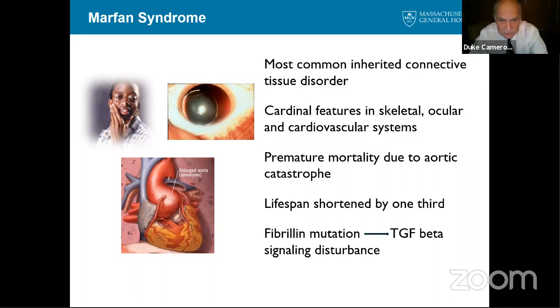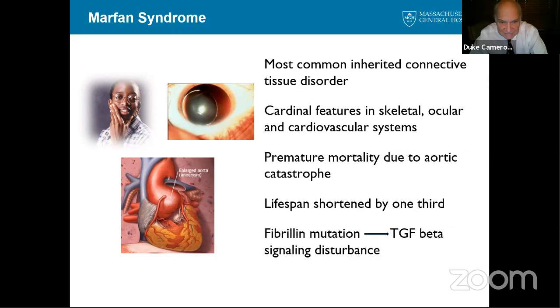But the most important in terms of survival and overall health are these root aneurysms that can achieve very large diameters and then lead to ascending aortic rupture or dissection. And all of the premature mortality in Marfan syndrome is due to aortic catastrophe, virtually all of it. And on average, untreated, lifespan is shortened by a third.